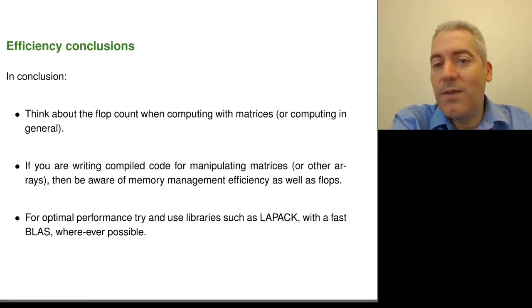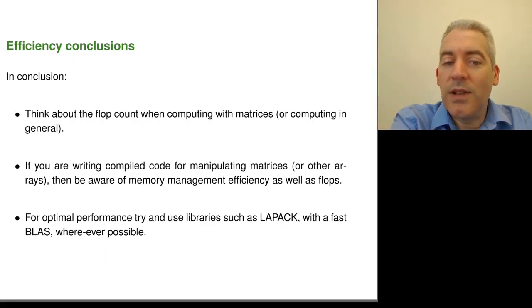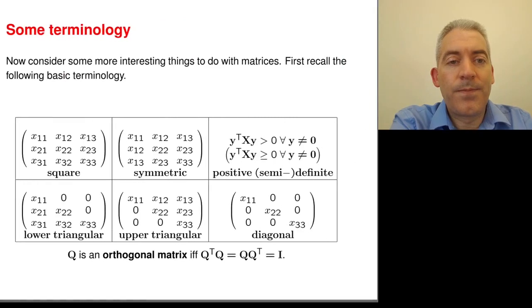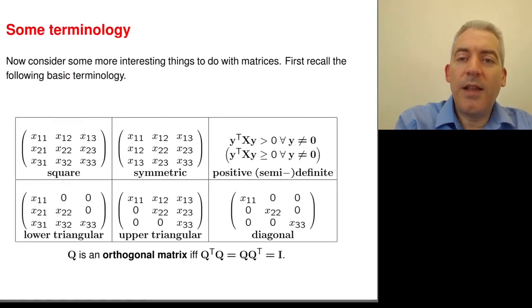And if you don't want to have to worry about those kinds of low-level issues, do make sure that you're using a good LAPACK and BLAS library wherever possible. You really shouldn't be writing your own low-level matrix operations yourself. These implementations provided by BLAS will almost certainly be many times faster than anything you could write yourself naively. Okay. So that's a little bit about efficiency and flop counting.